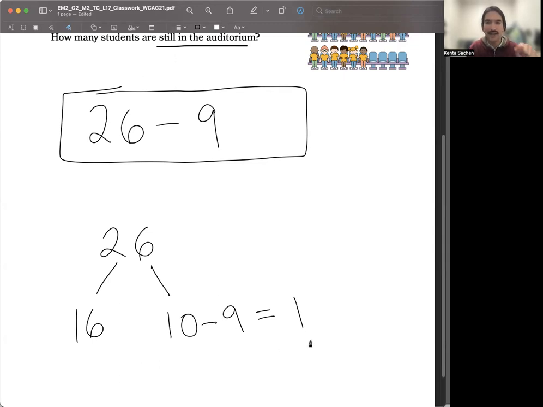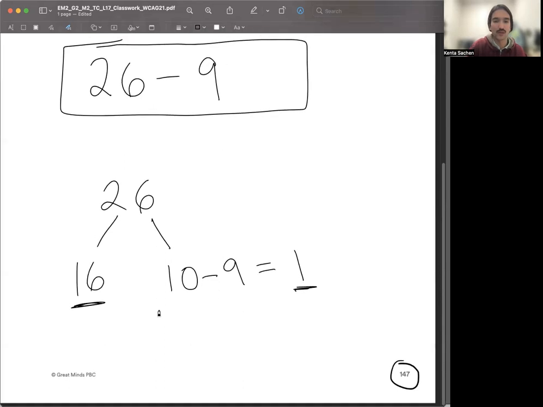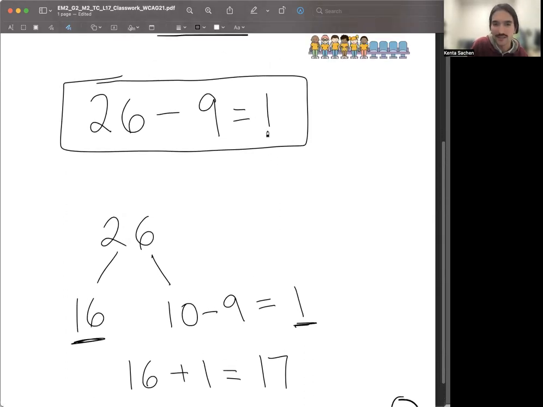You can start at 9, 10, just 1. And last step, if you remember, is to add 16 plus 1 together. So what is 16 plus 1 equal to? Let's write that down. So one more after 16. Elking? Yeah, 17, right? 16, 17. So 26 minus 9 is equal to 17.